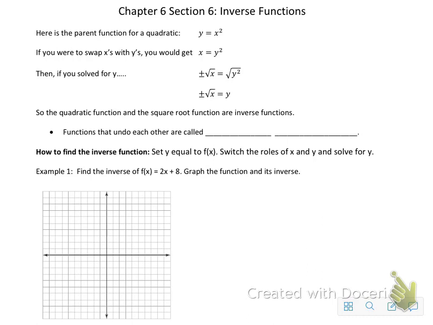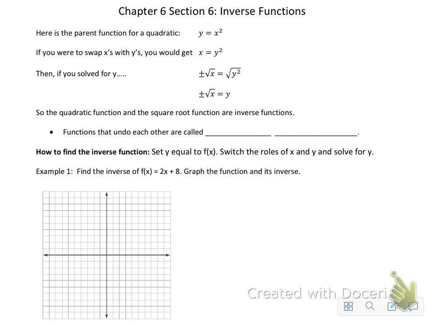So if you were to start out with the parent function of a quadratic, y equals x squared, you swap x and y, so you get x equals y squared. Then if you tried to solve for y, you would have to take the square root of both sides. Then you'd have to remember that whenever you take the square root, you get two answers, the positive and the negative. So y is plus or minus the square root of x. And that's where the square root function comes from. It comes from taking the inverse of a quadratic.